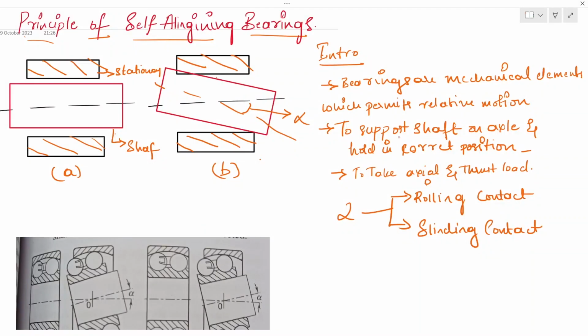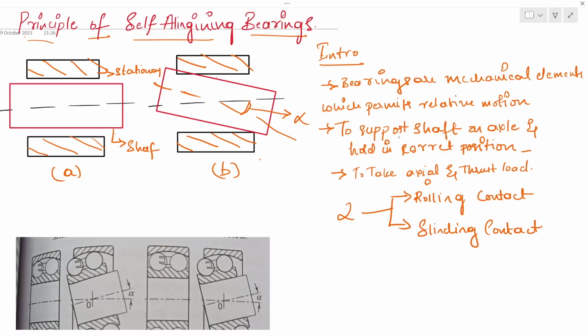In the first case, that is A, the axis of the shaft and the axis of the stationary element are perfectly aligned, so there is no misalignment of the shaft. But when it comes to case B, we can see that the axis of the shaft is tilted by an angle alpha with the horizontal axis, that is, the axis of the stationary element.